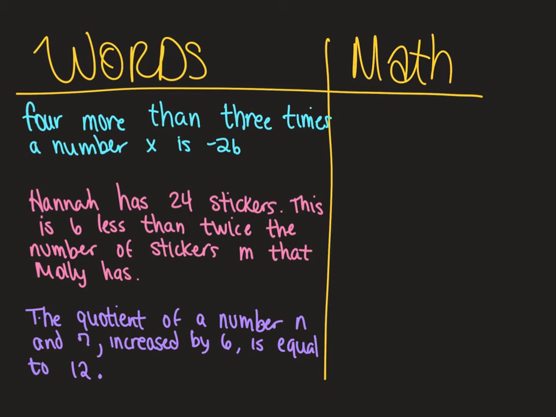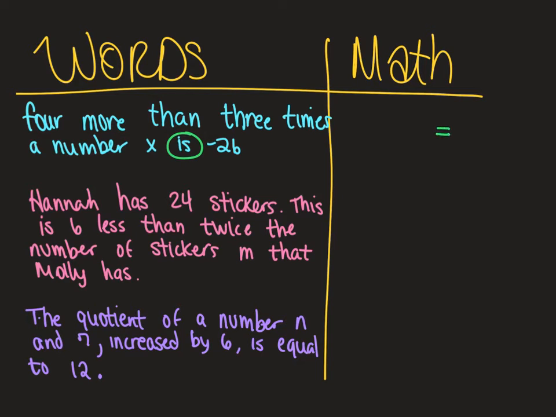All right, I've got 3 examples here. Let's read the words, and then let's figure out what the math equation is going to look like. 4 more than 3 times a number, x, is negative 26. So they're telling me they want me to use an x. I don't get to pick the variable. I'm going to zone in, my first thing is on this is. That's the first thing I noticed.